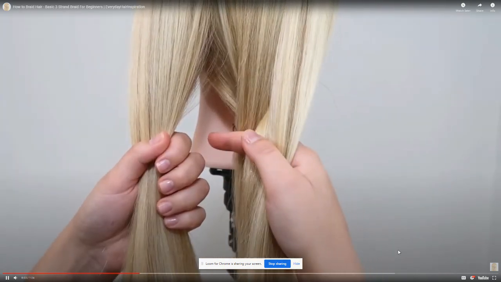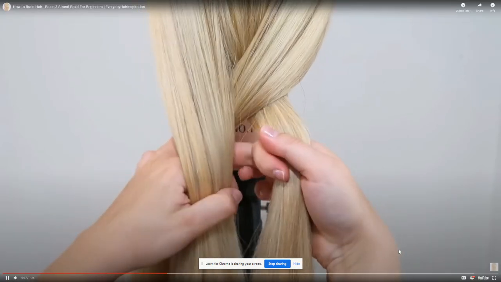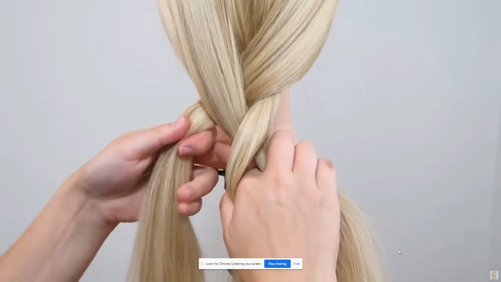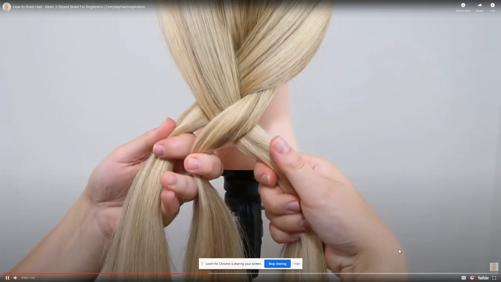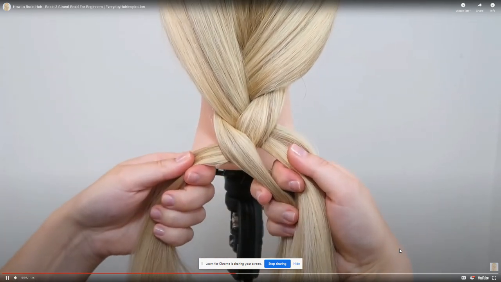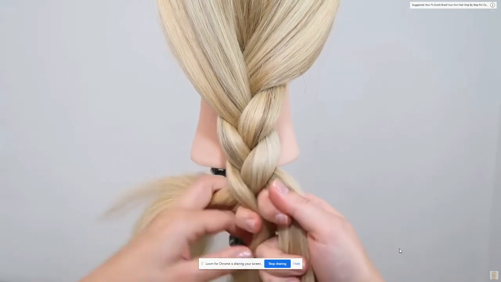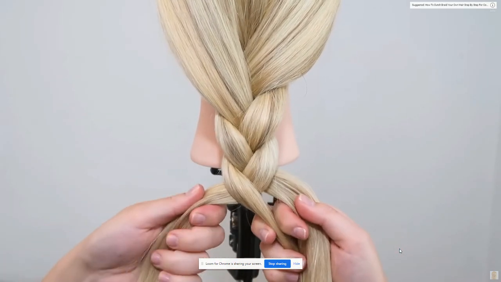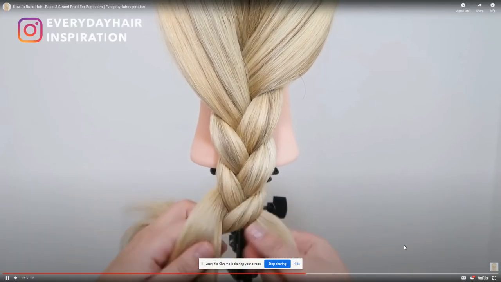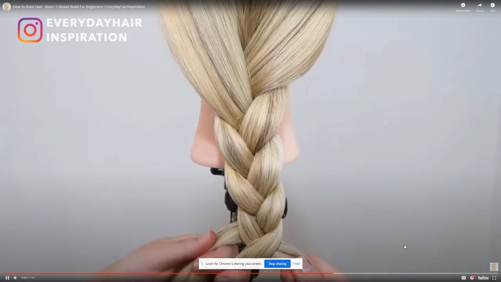Now cross the right strand over and into the middle. Then cross the left strand over and into the middle. Again, cross the right strand over and into the middle. Then take the left strand and cross it over and into the middle. That's all you're going to do. So cross the right strand over and into the middle, and cross the left strand over and into the middle. So now just repeat those steps until you reach the end of the hair, and then tie the braid off with an elastic. And I will leave a link to the ones I'm using down below.